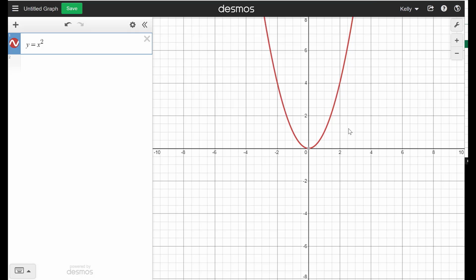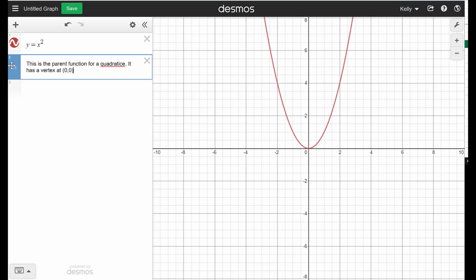So what we're going to do is start by labeling the point. This is the parent function, by the way, for the quadratic. So I'm going to put a quote mark in here, so I can type some things that we would want to know about this particular graph. So this is the parent function for a quadratic. It has a vertex at the point of origin, which is 0, 0. And it has a minimum because it is pointing upwards.